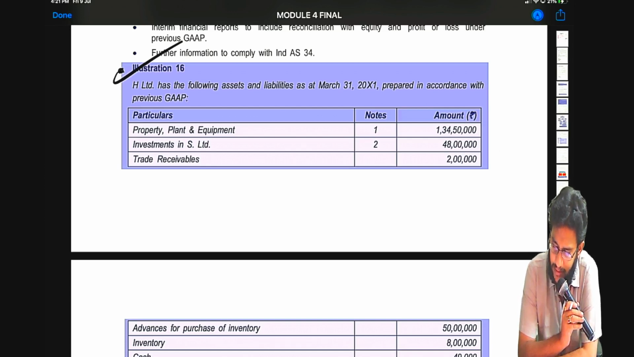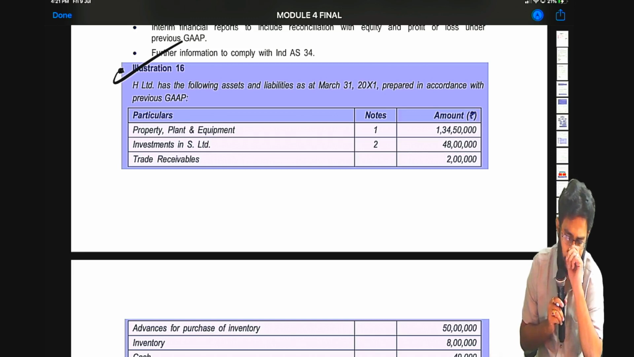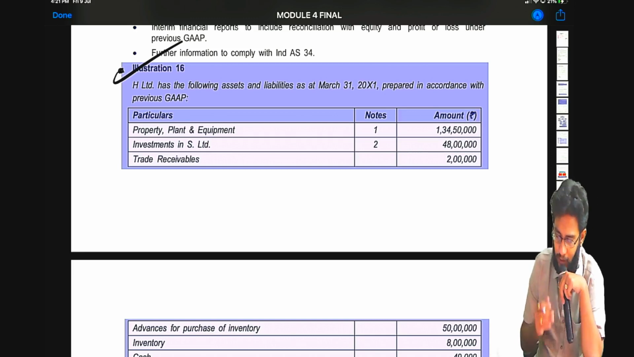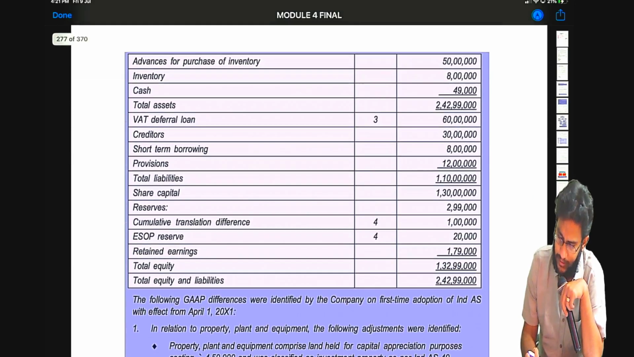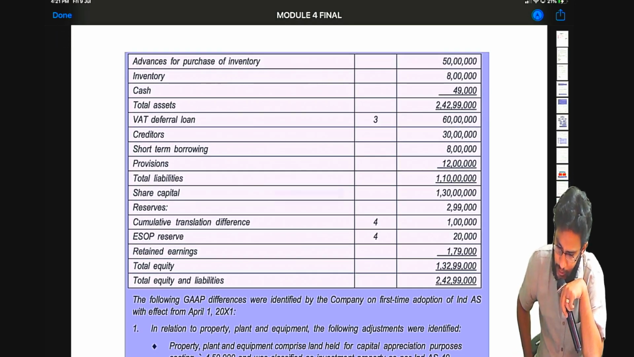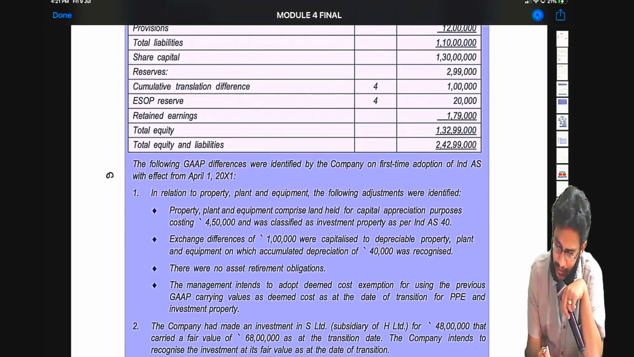PPE 134,50,000. Note point 1 is there, that we will read later on. Investment in S Limited looks like a subsidiary, 48 lakhs. Trade receivables, advance for purchase of inventory, cash, total assets, VAT deferral loan, note point 3 we have to read, creditors, short-term borrowings, provisions, total liabilities, share capital, reserves, cumulative translation difference, ESOP reserve, SBB reserve, retained earnings are there, total equity, equity and liability. That's fine. The following GAAP differences were identified by the company on first time adoption of Ind AS with effect from 1st April 2001. You must understand this as a transition in this case.